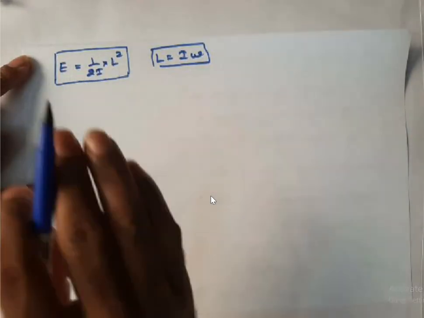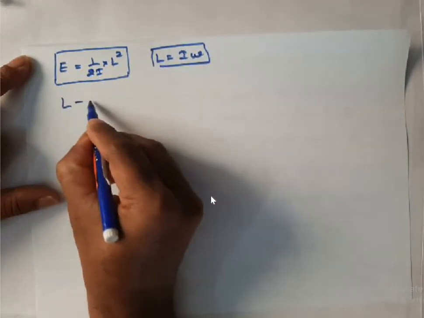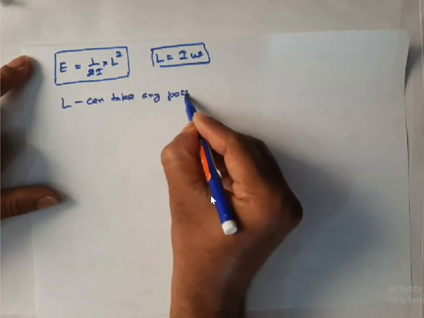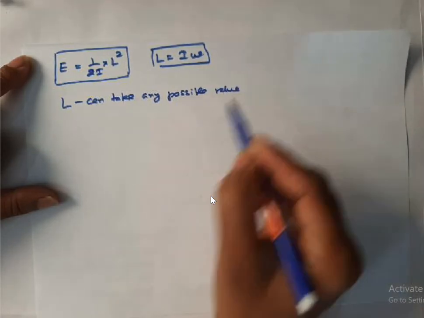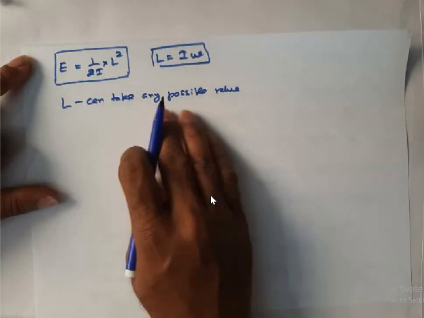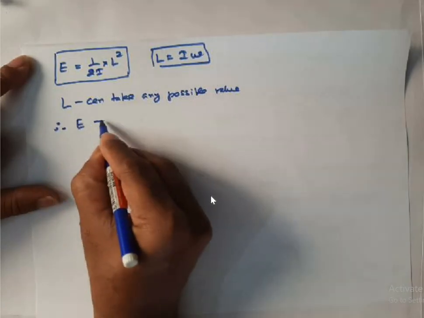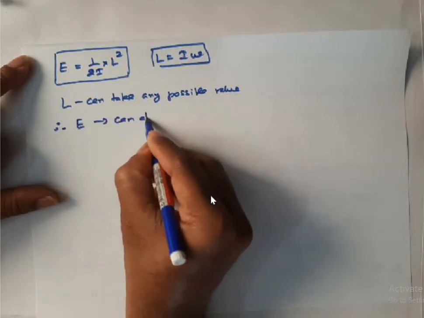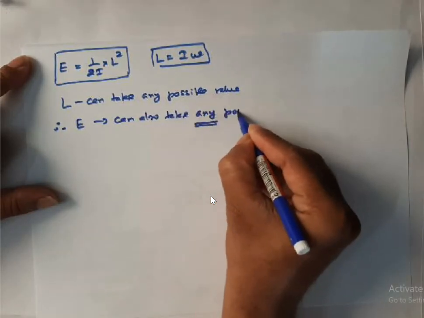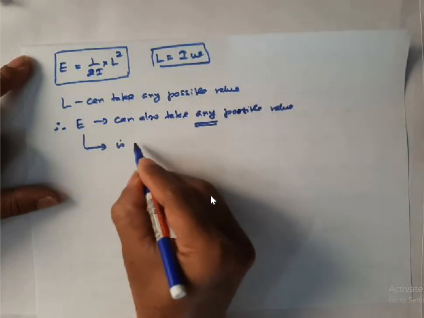According to the classical approach, this angular momentum L can take any possible value. L can take continuous values. There is no restriction on this. Since L can take any possible value, therefore E can also take any possible value. That means total energy is continuous.